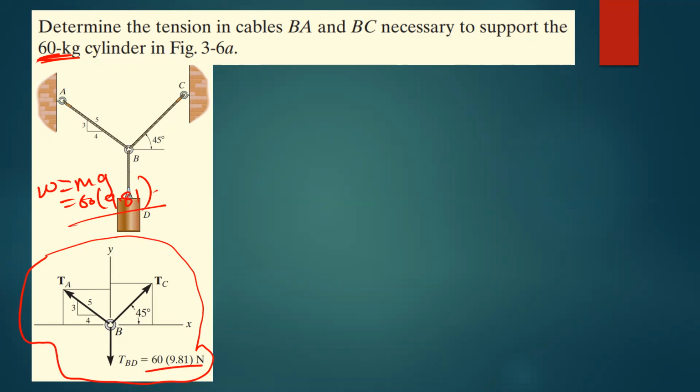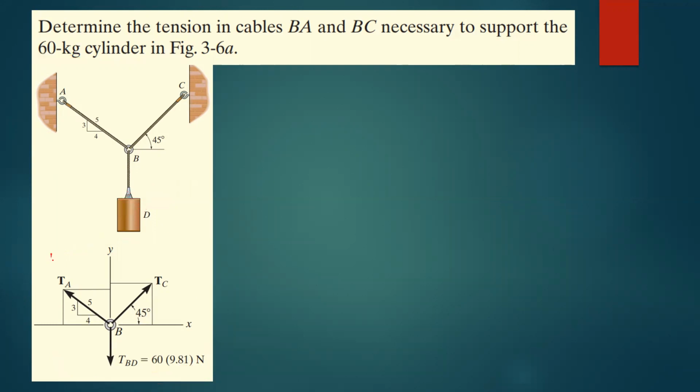So let me just do the calculations. We have 60 multiplied by 9.81. So that is 550. So the weight is 500 and what? 50.8. We write it here. Weight is equal to 550.8 newtons. So that is the weight we have there. So now we can solve the question because it's straightforward.